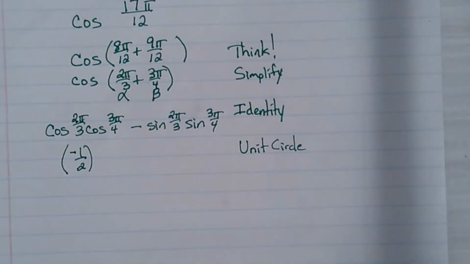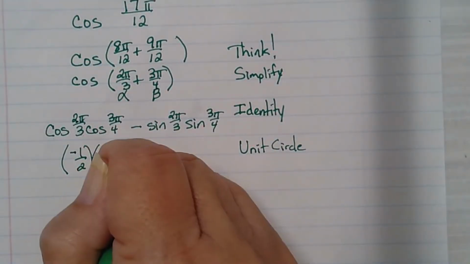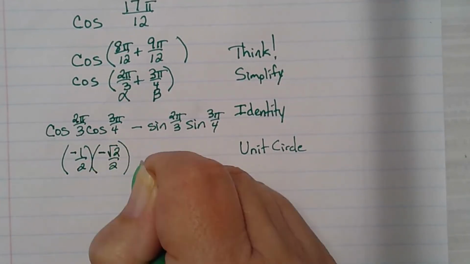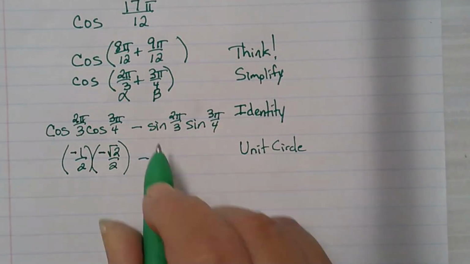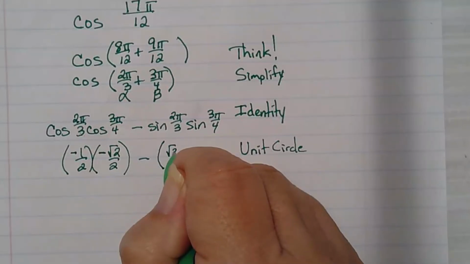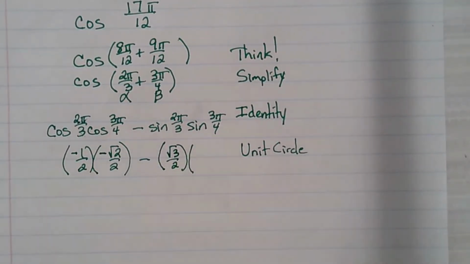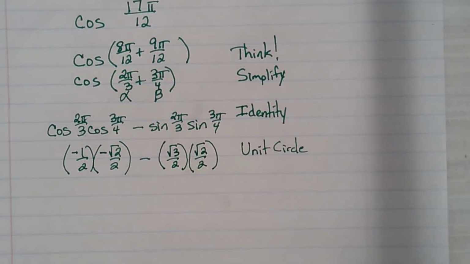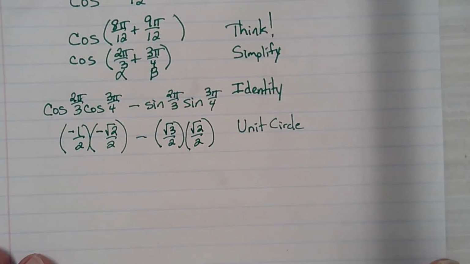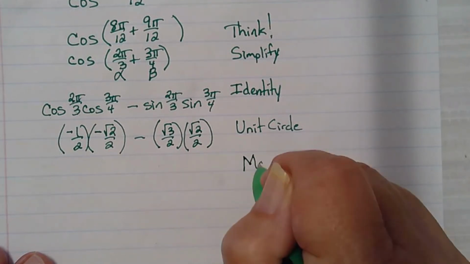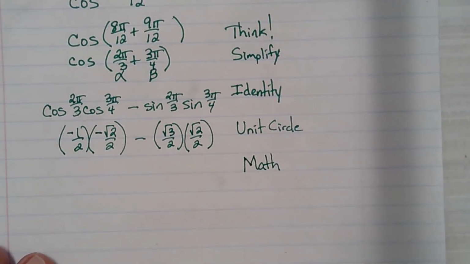All right, cosine of 3 pi over 4, negative square root of 2 over 2, minus sine of 2 pi over 3, square root of 3 over 2, sine of 3 pi over 4, square root of 2 over 2. Be careful about positives and negatives when you do this work. And now we're going to do math. We're going to do arithmetic, actually.